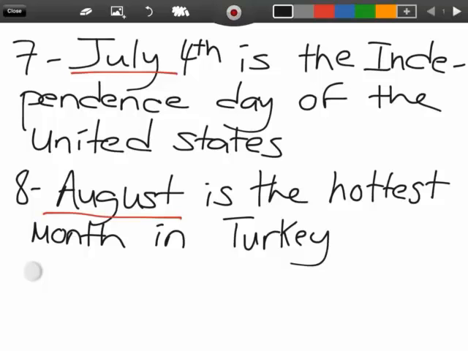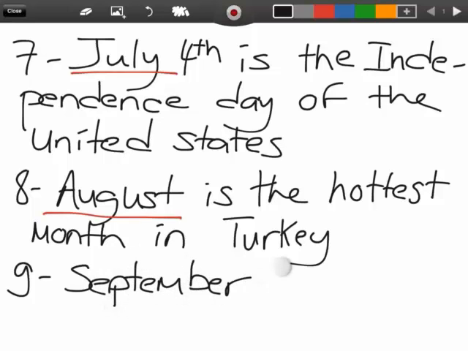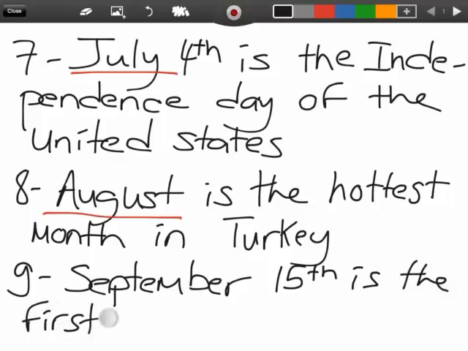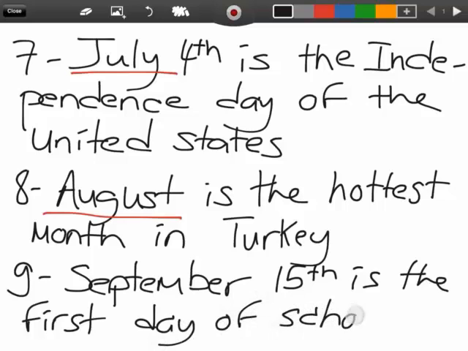Moving on to my 9th month, which is September. I'm going to go ahead and underline September. September 15th is the first day of school here.